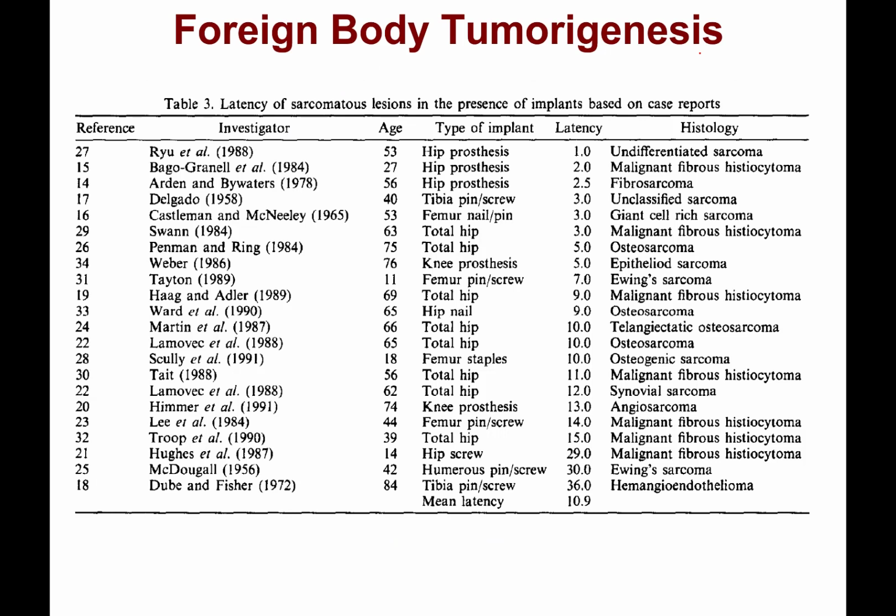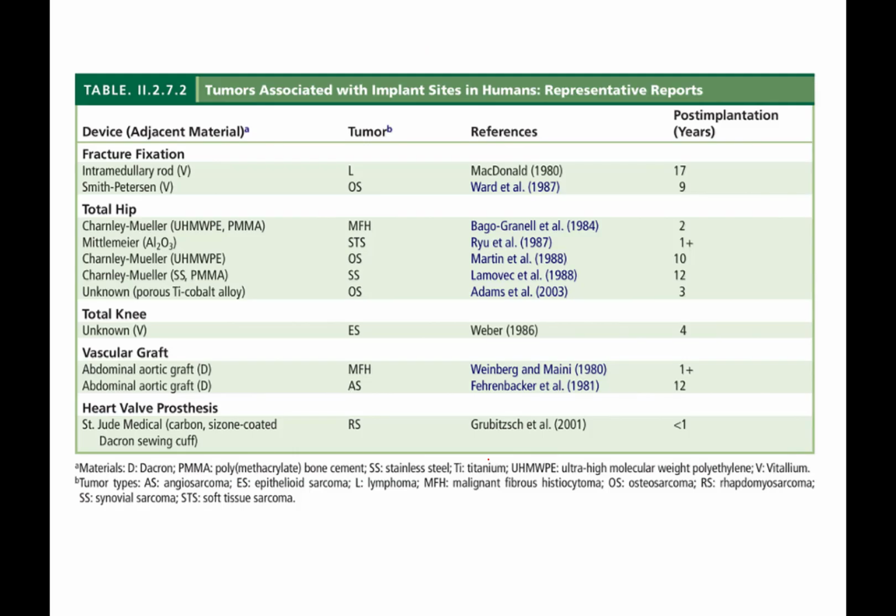Now this table summarizes some results from the literature on the incidence of this foreign body tumorigenicity in humans, the age of the patients, and the latency period. You can see the types of implants as well. But the takeaway point on this latency period is that it's really, really long. We see years in many cases. This one here, 36 years with this tibia pin and screw implant. Some of the other ones are on the shorter end, 1 to 2 years, but still quite long after implantation.